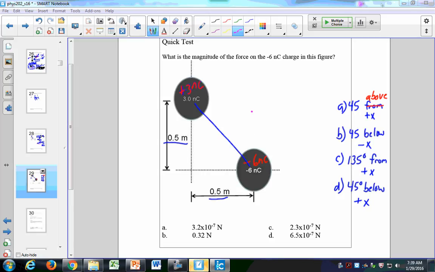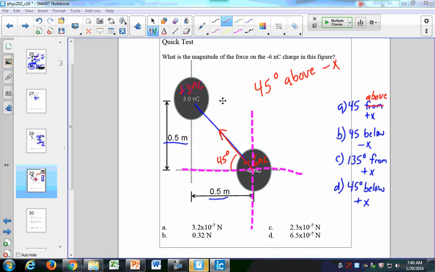Now, here, I just want to draw my vectors. I draw my coordinate system on the minus six nanocoulomb charge, and then I draw the vector. Because these are opposite charges, they're going to attract. And then, because this is an isosceles right triangle, I know that this is 45 degrees. So one possible answer would be 45 degrees above the negative x-axis. And so I look, and I see that that option is not given.